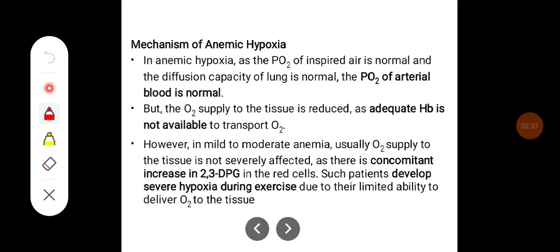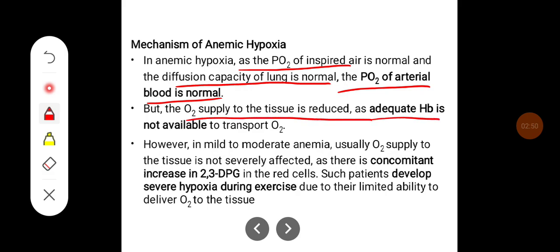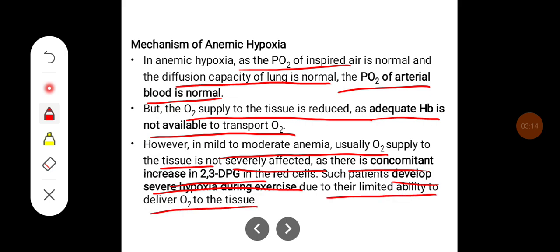Mechanism of anemic hypoxia: in anemic hypoxia, as PO2 of inspired air is normal and the capacity of the lung is normal, the PO2 of the arterial blood is normal, but the oxygen supply to the tissue is reduced as adequate hemoglobin is not available to transport oxygen. However, in mild to moderate anemia, usually oxygen supply to the tissue is not severely affected, as there is a concomitant increase in 2,3-DPG in the red cells. Such patients develop severe hypoxia during exercise due to their limited ability to deliver oxygen to the tissue.